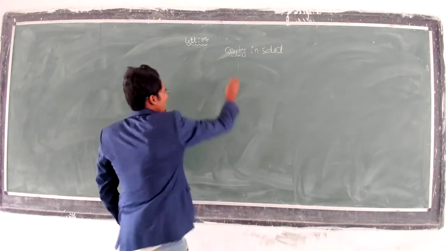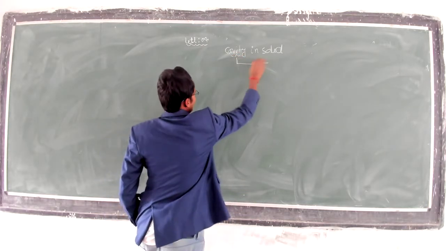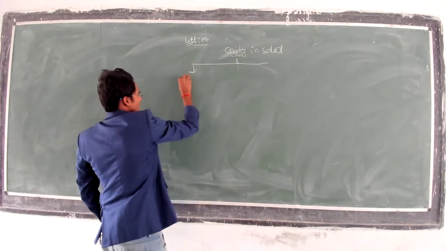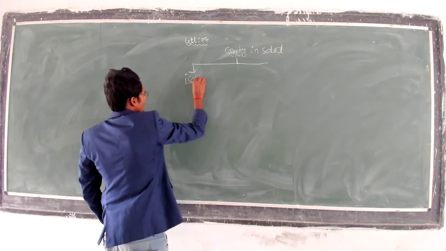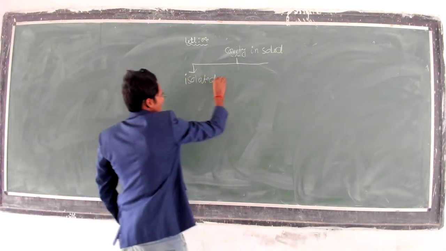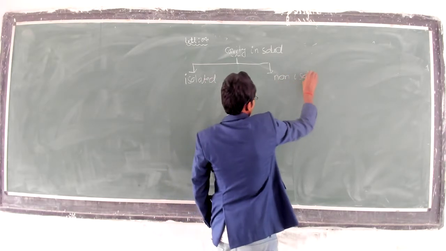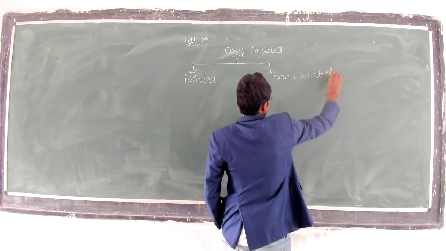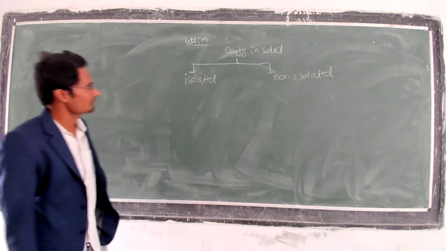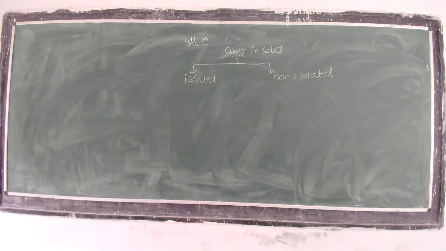So the types of cavity are two types. The one is isolated, and another one is non-isolated. What is the meaning of non-isolated? You cannot separate it, right?